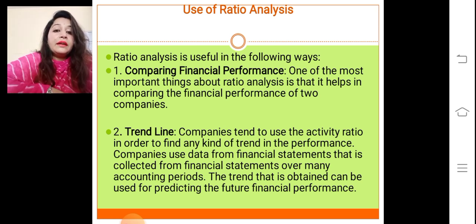Next is trend line. Companies tend to use the activity ratio in order to find out any kind of trend in the performance. Companies use data collected from financial statements over many accounting periods. The trend obtained can be used for predicting the future financial performance of the company.